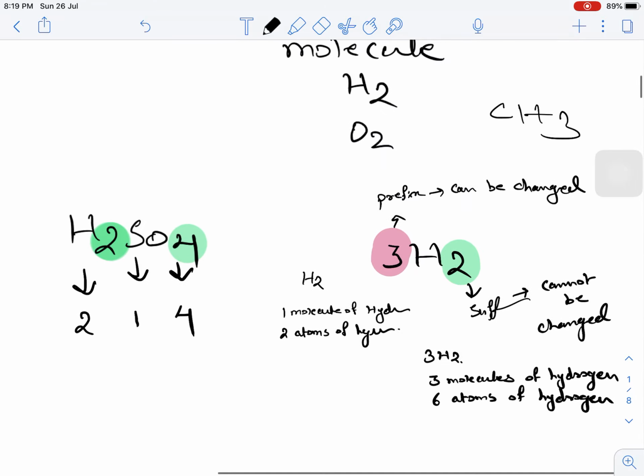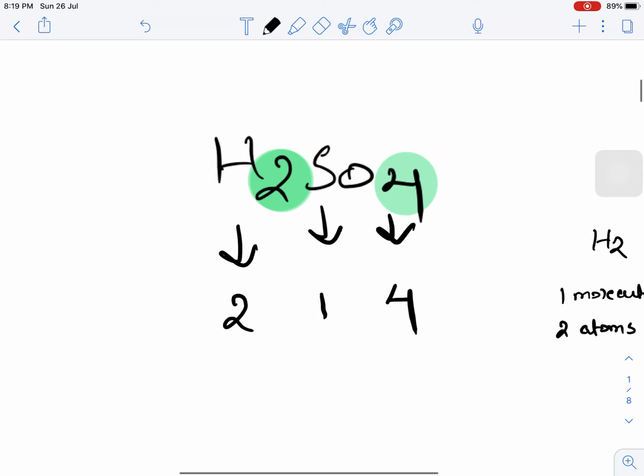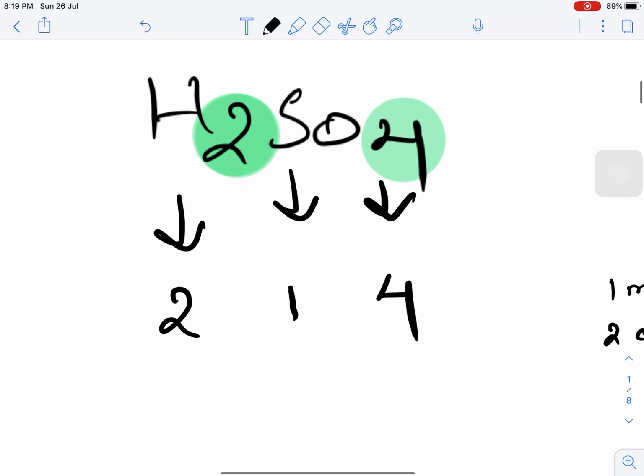Now let us see another example. We have sulfuric acid, that is H2SO4. Now remember, what is the suffix here? H2. As I told you, we are not supposed to change this suffix. If no number is there, it means only 1. So there are 2 atoms of hydrogen, 1 atom of sulfur and 4 atoms of oxygen.